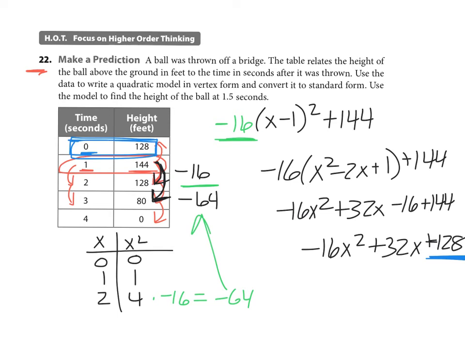Then it says find the height of the ball at 1.5 seconds. So what that means is I'm going to take this and I'm going to put that in for x. So here, I would just get my calculator out, and I'm going to type in that function with 1.5 in there. So negative 16 times 1.5 squared plus 32 times 1.5 plus 128, and that gives me a height of 140, and then this is measured in feet.